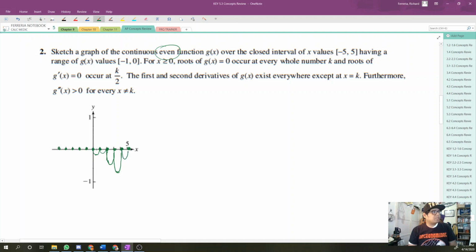How far down does each one go? I don't know, and it doesn't really matter. So this is what I have drawn. We have horizontal tangent lines at every k over 2. We have a 0 at every k. And the last thing we're going to need to do is, this is a continuous even function. So the left side and the right side should be symmetric. So try as best as we can to make this look symmetric. Hopefully I'll do a convincing job.